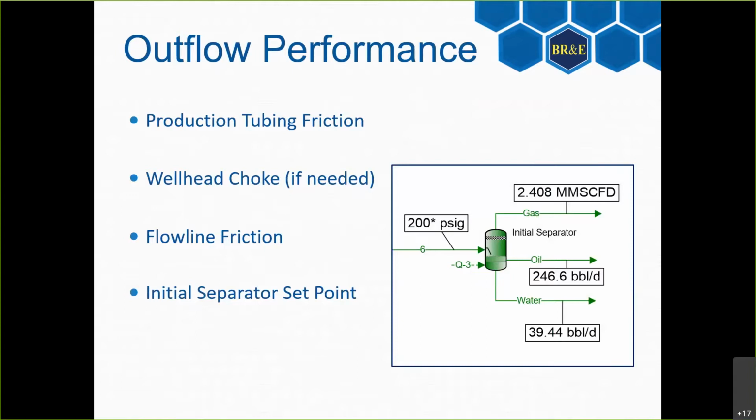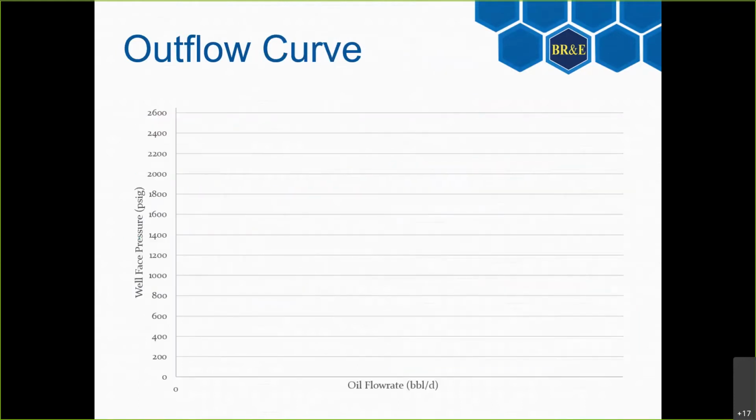So we take all these process configurations and settings into consideration, and we're going to develop what we call an outflow curve. And this is going to be a big piece to help us relate our outflow section to our inflow. The curve I'll show in a minute is going to explain how the different flow rates will affect the well face pressure. The well face pressure is the most upstream point of the outflow section, right? Because the outflow starts at the well face and goes to the initial separator.